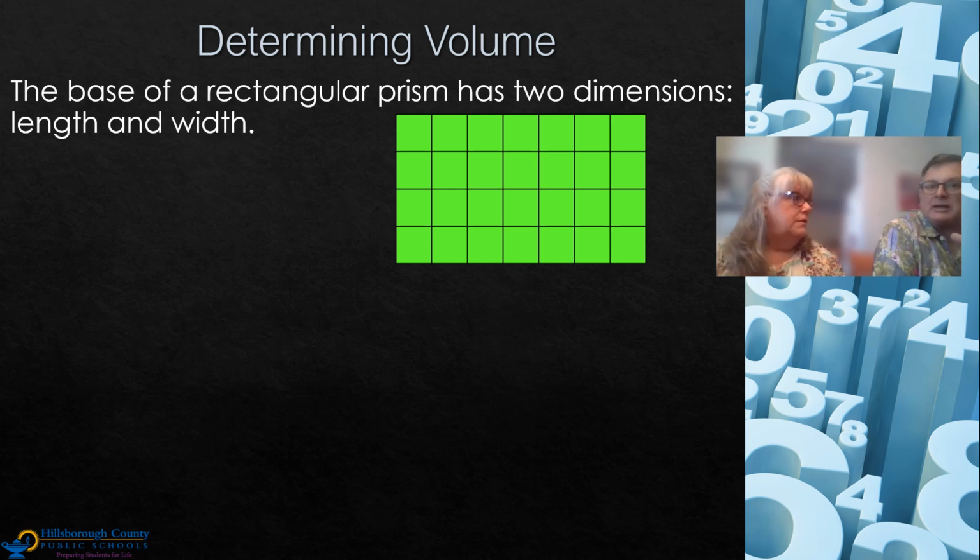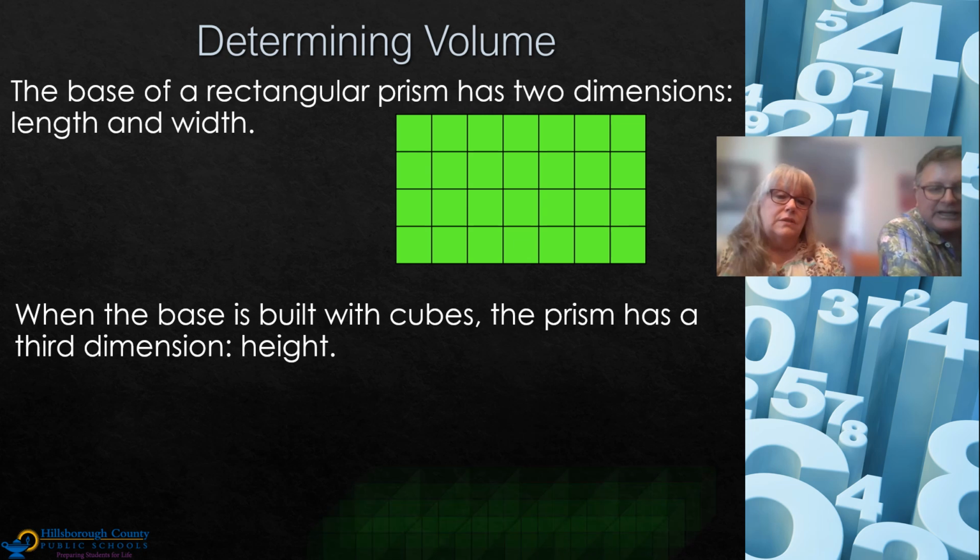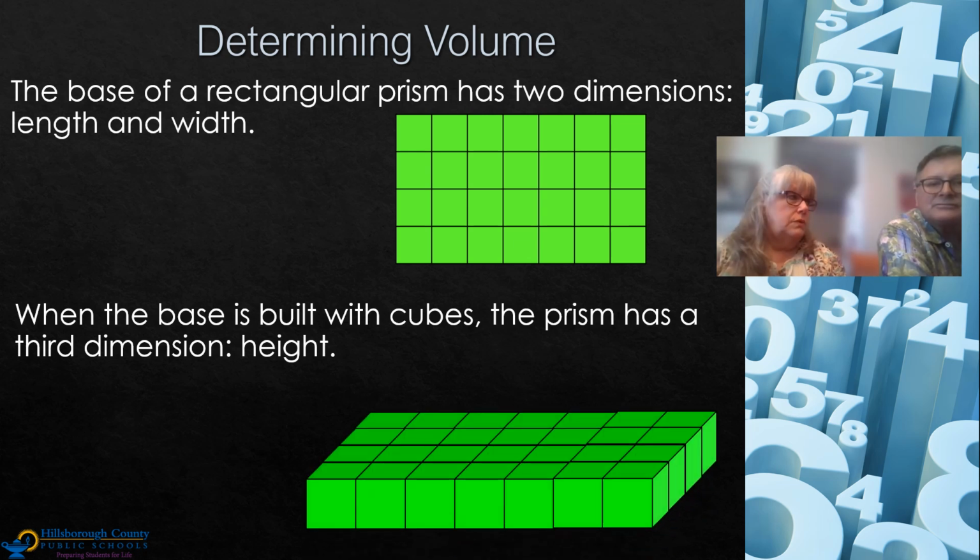So like centimeter grid paper, you could create the base and then have them build on top of that, to get the distinction of the 2 dimensions versus the 3 dimensions. Because as soon as we build it with cubes, you have a layer, a 3rd dimension of height.